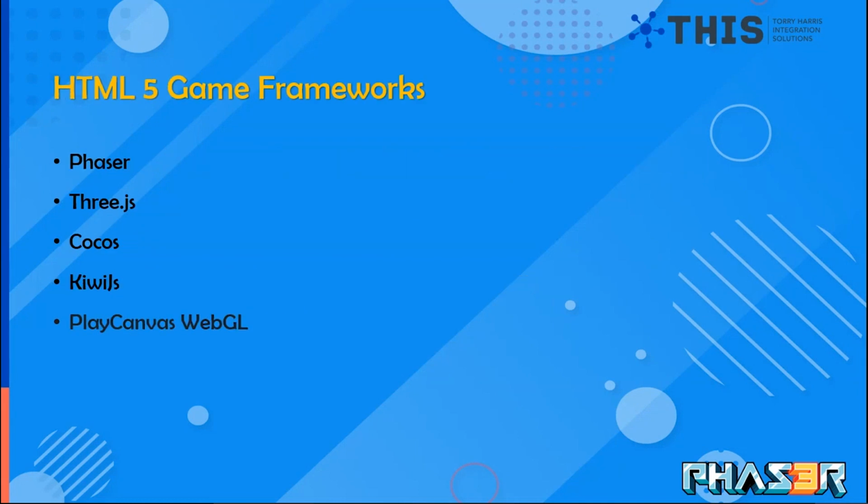Next, we'll be seeing the different game frameworks that we have in HTML5. And you'll see that there are so many frameworks here, but still Phaser is very popular right now. So let's look into the other frameworks before we talk about Phaser. Three.js over here is a cross-browser JavaScript library and application programming interface, which is used to create and display animated 3D computer graphics in a web browser using WebGL.